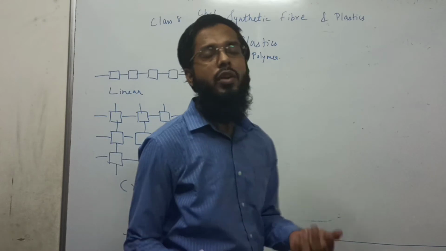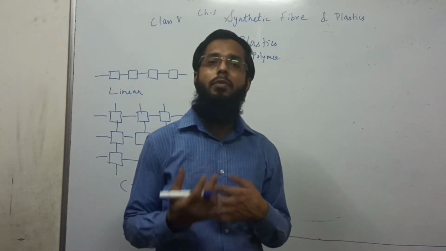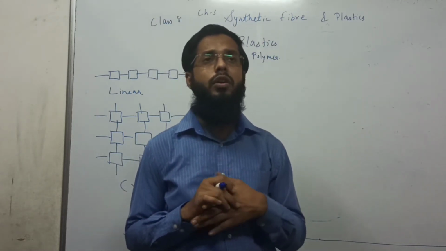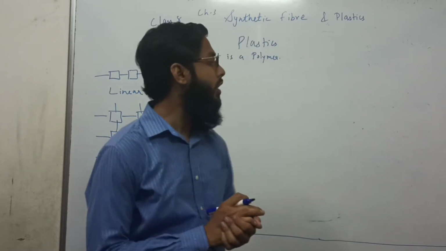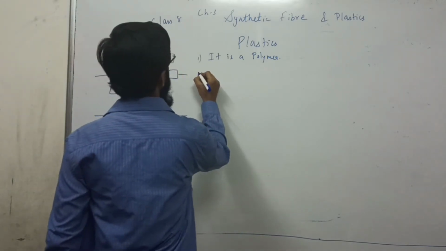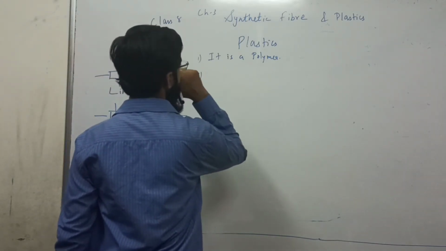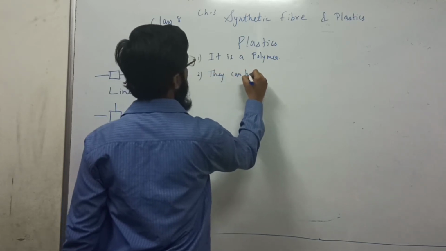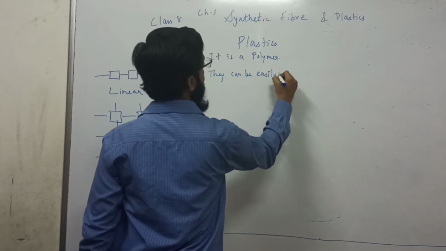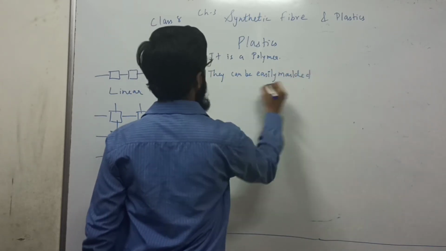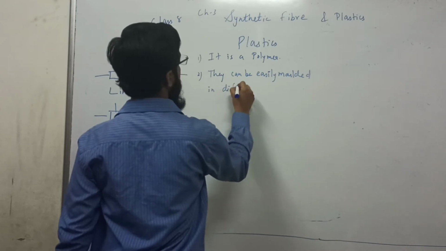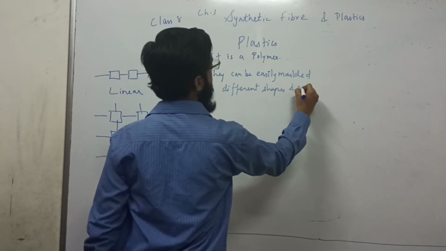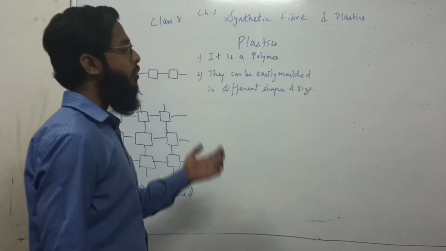And why is that famous? Why are plastics very popular? Because of their properties. They can easily be molded or changed into different shapes and sizes. They can be easily molded in different shapes and sizes. These are the properties.